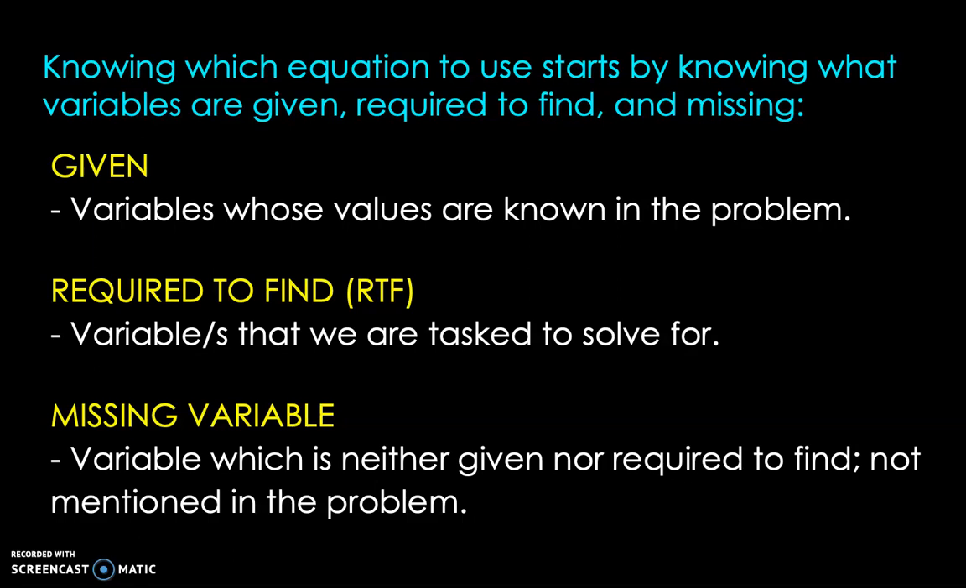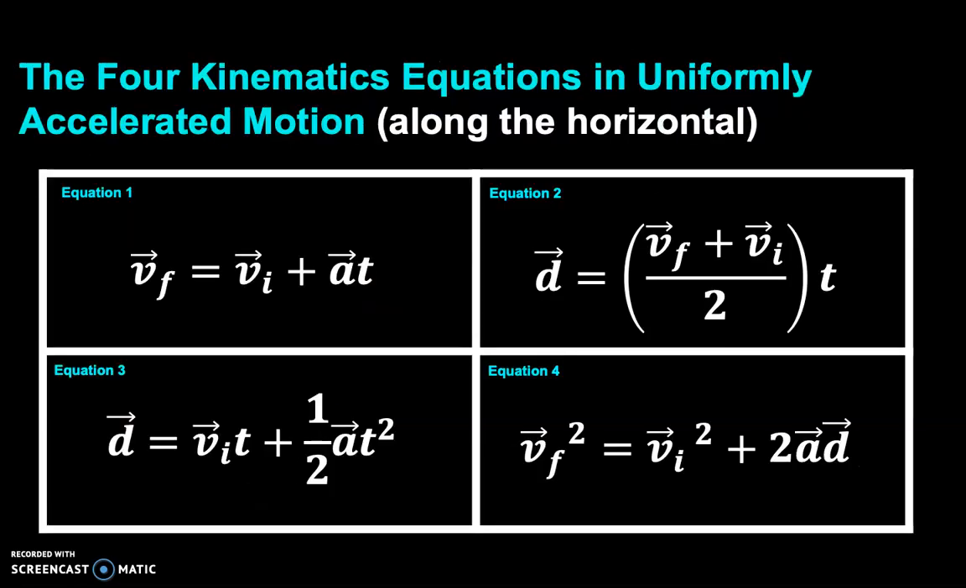I'll repeat it. Whatever is the missing variable in a given physics problem on UAM, you have to pick the equation that does not contain the missing variable. For example, look at equation 1. Final velocity equals initial velocity plus acceleration times time. When do we use it? We will use it if the missing variable in the problem is displacement.